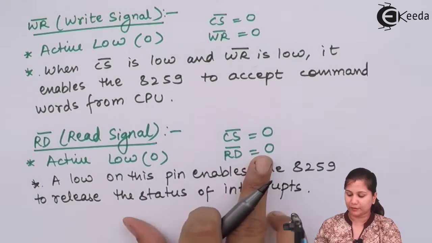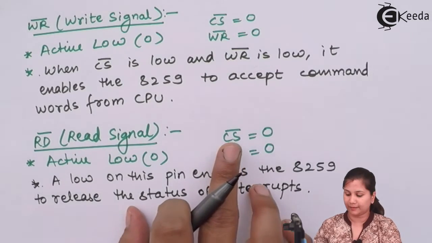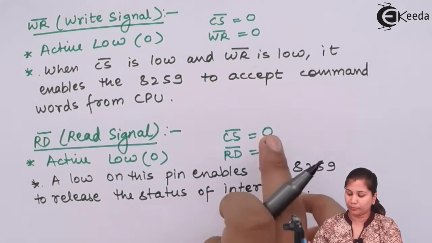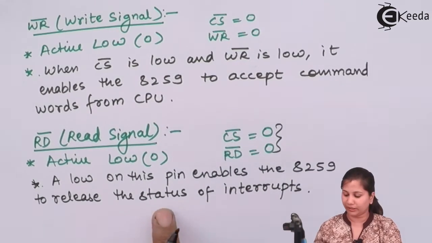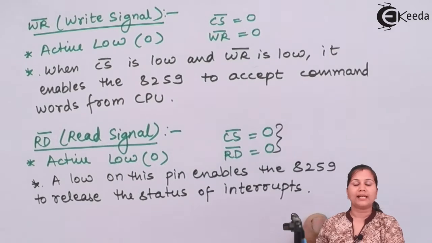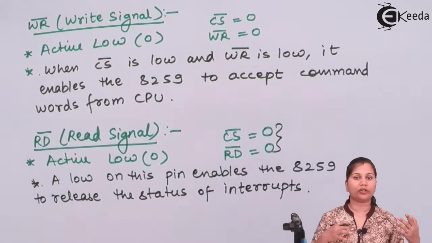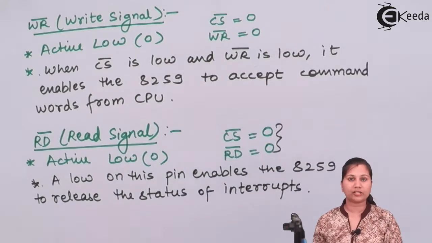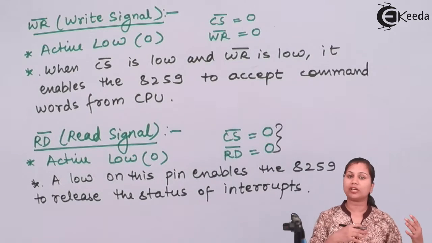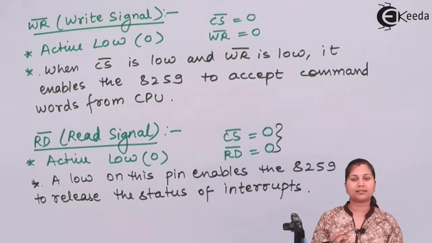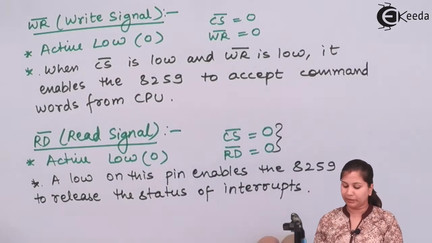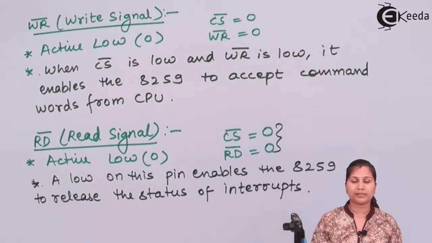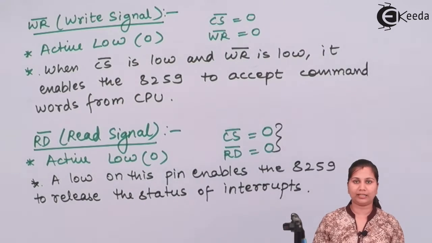So if this pin is low, along with the CS bar signal, it is also low. So when both these are low, it is going to enable the 8259 to release the status of the interrupts. Status of the interrupts means which of the interrupts are pending, which are serviced by the microprocessor, and which are masked. Okay, so masked interrupts, pending interrupts, in service interrupts, all this information about the status of the interrupts will be read by the microprocessor from this 8259 IC.